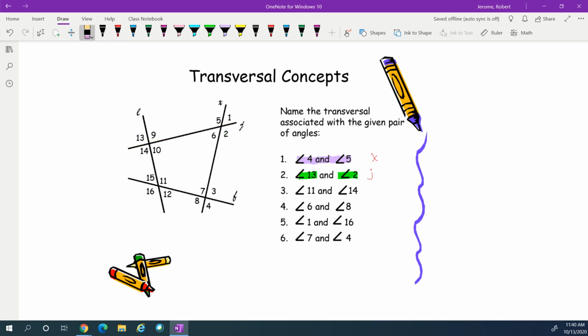And that's all we're doing in this exercise. 11 and 14. Find them. 11, 14. What's the line connecting them? Line L. So we're just being asked, what is the transversal? What line connects them? For 6 and 8, the line is X.